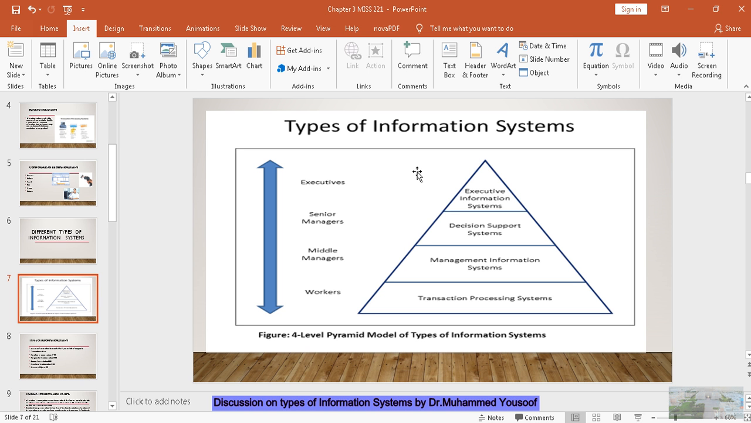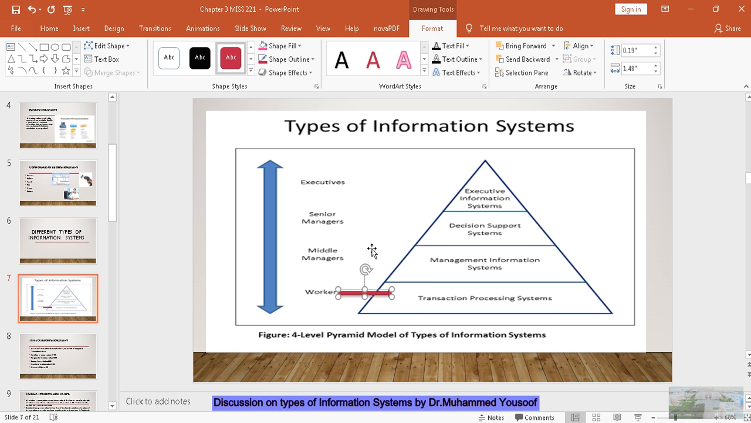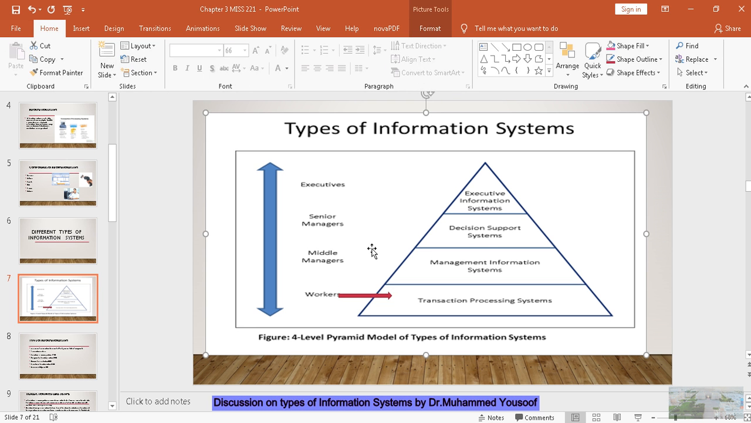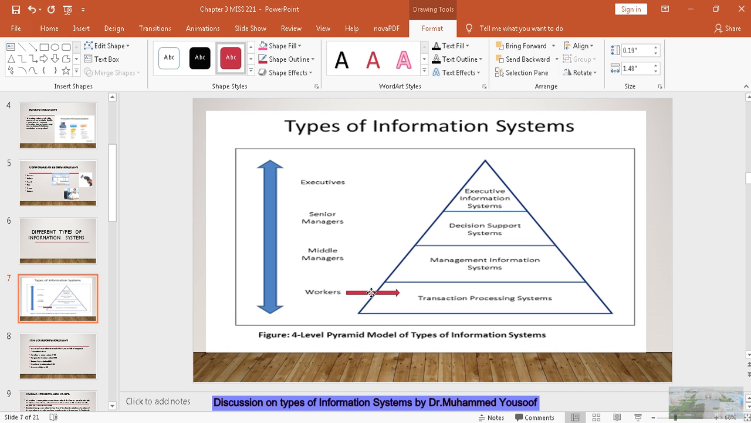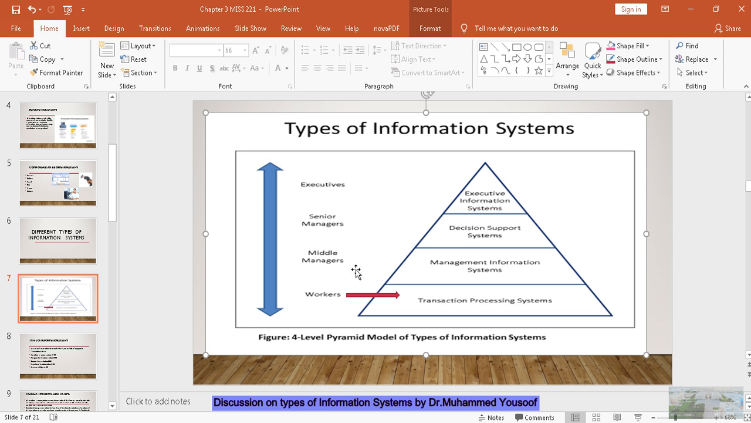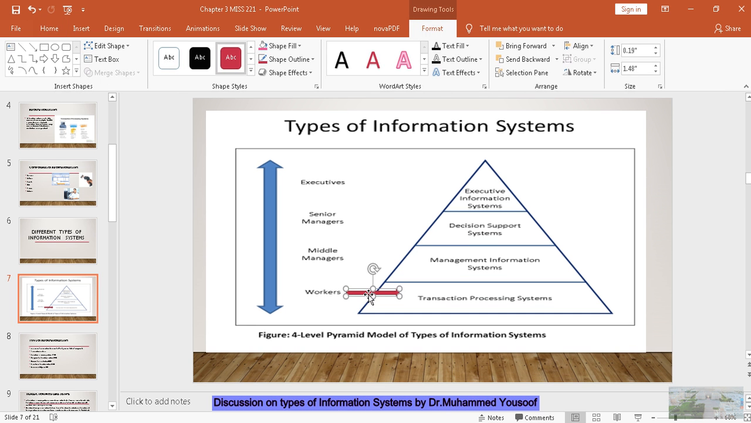Now I will take an example to see this in a simple way. Look at this one. Who are the workers? Workers will use the transaction processing system. These people will use the transaction processing system because they are at the operational level of the management. First try to understand this, then I will try to explain how it works. In the coming videos it will be explained in more detail.